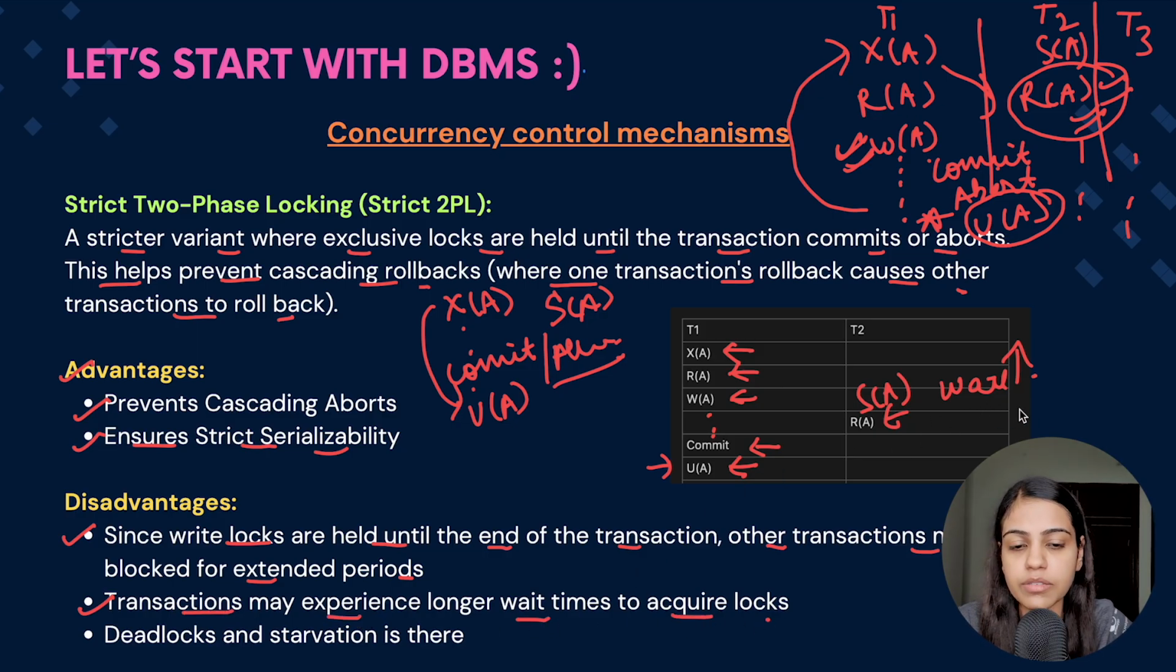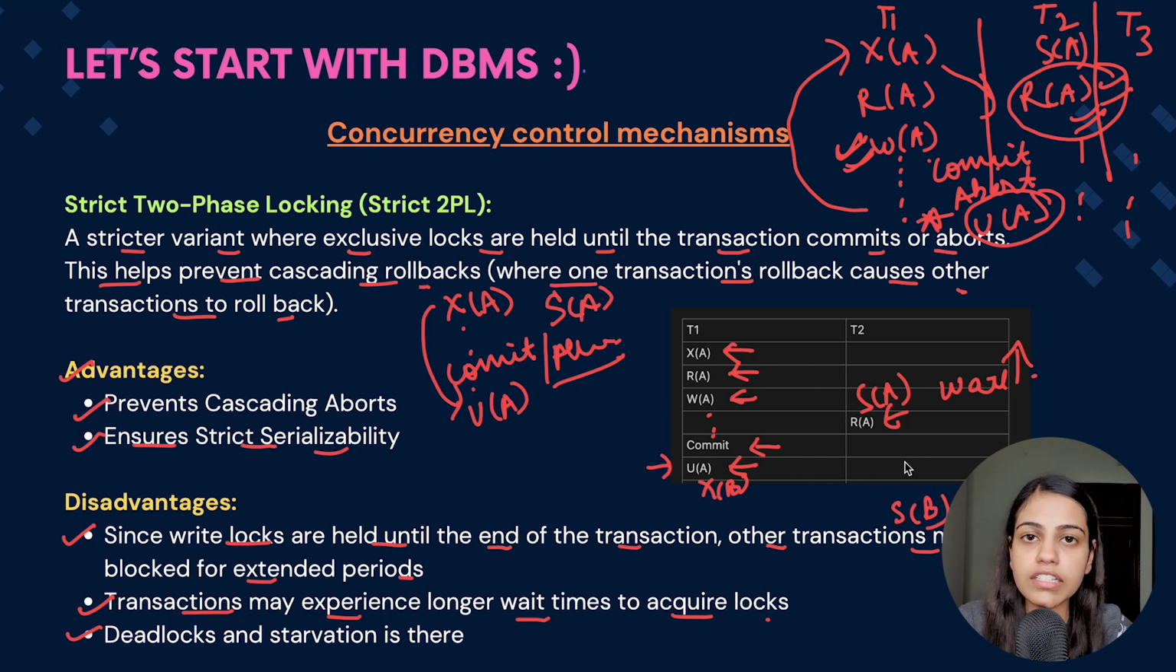So transactions may experience some longer wait time to acquire the locks. Now the third one is deadlocks and starvation is still there. Deadlock and starvation is still not eliminated as part of strict 2PL, because consider as part of T1 we have an exclusive lock, as part of T2 we have a shared lock, as part of T3 again an exclusive lock, as part of T4 again a shared lock. So these locks need to wait on each other to unlock, so that they can start their execution.